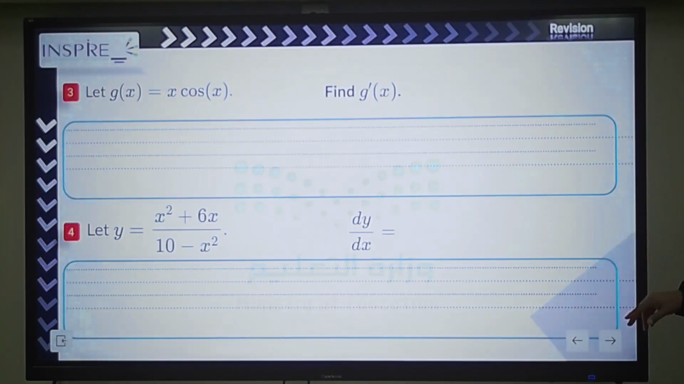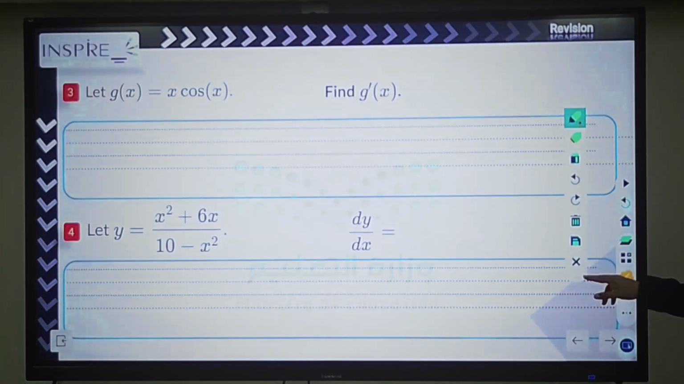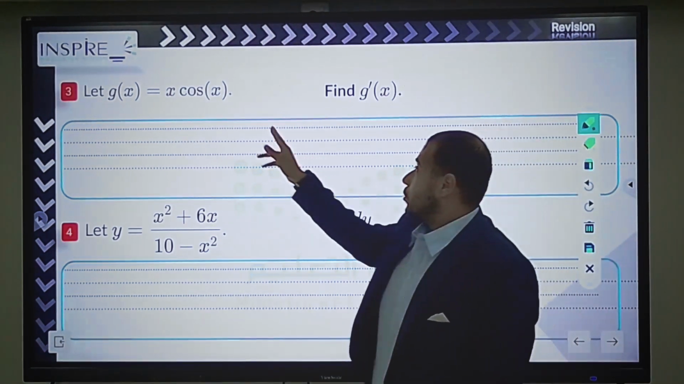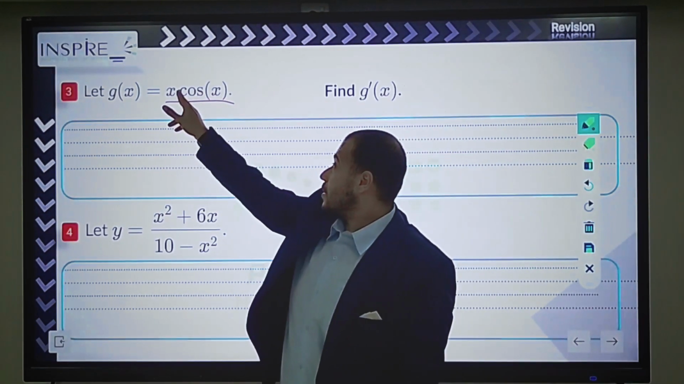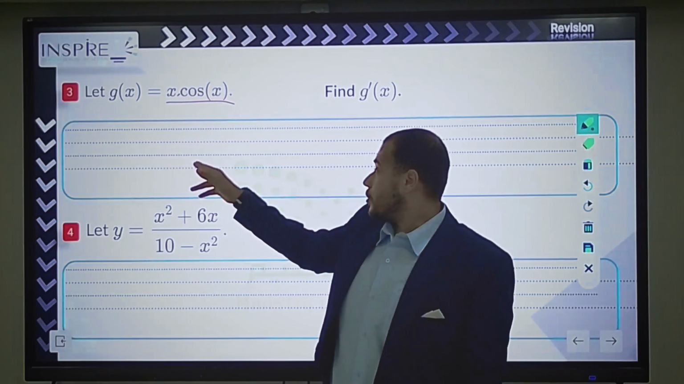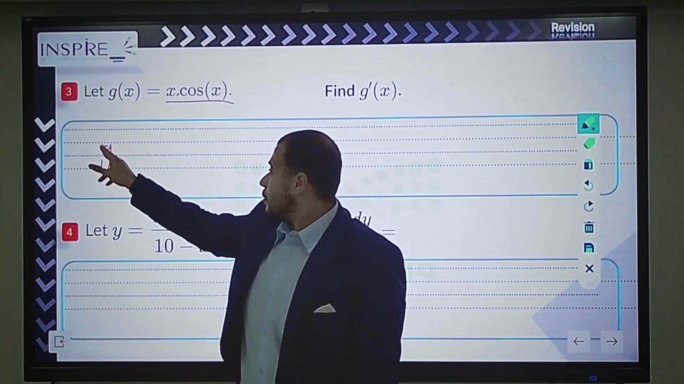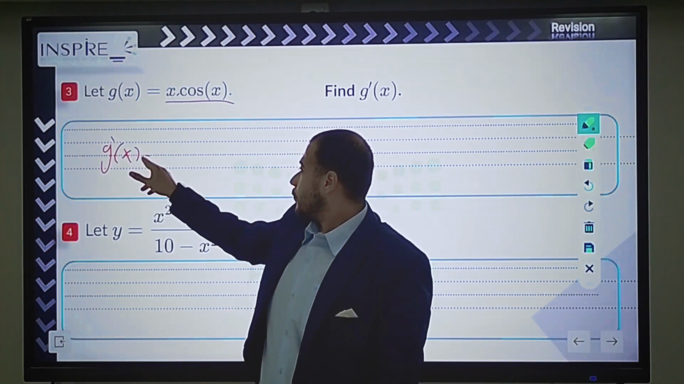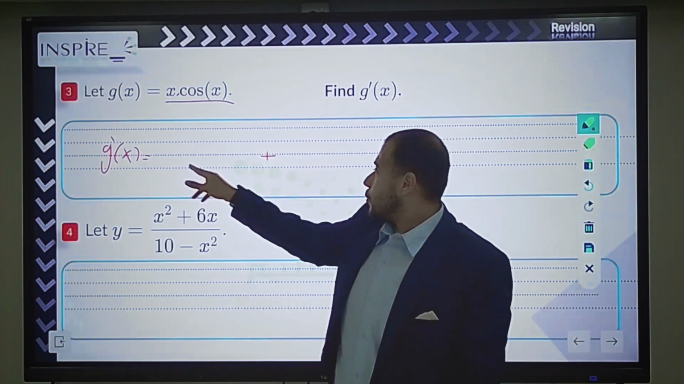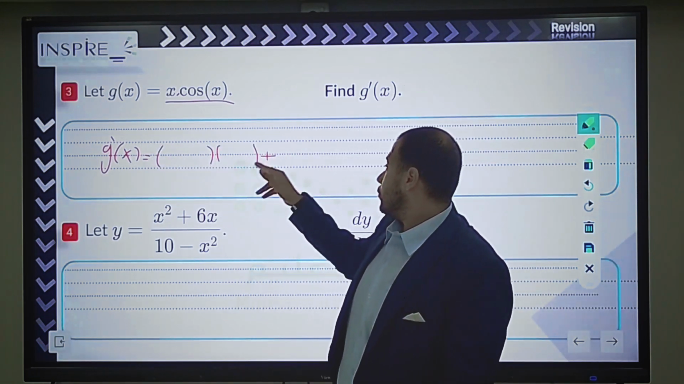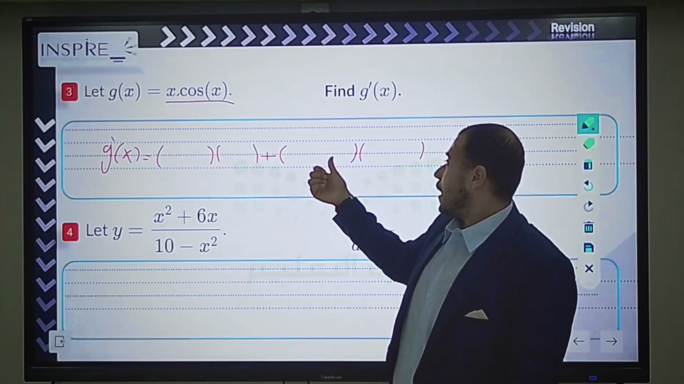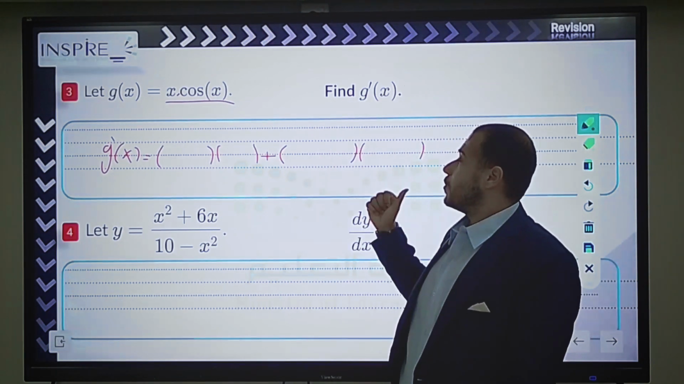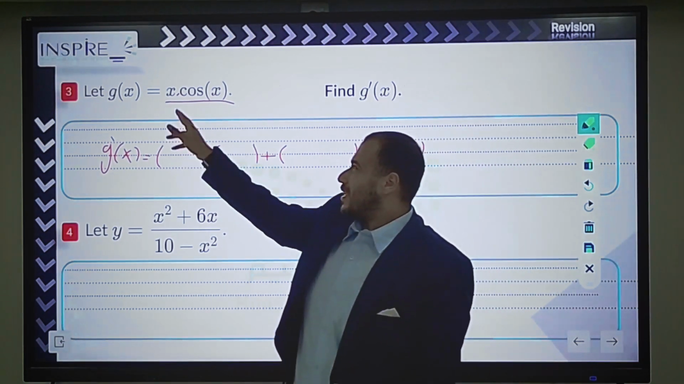Next, we need to get the derivative of x cosine x. Okay, to do it, we have to use the product rule. This is x multiplied by cosine x. How to do it? To get g dash of x, we will add the product of the derivative of the first function times the second function, and the derivative of the second function times the first function. We can keep it like this.